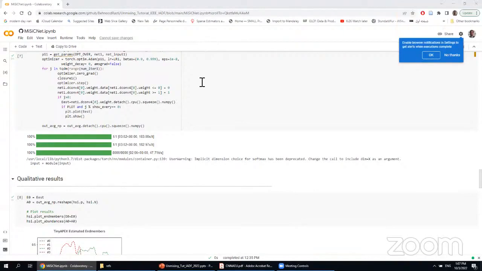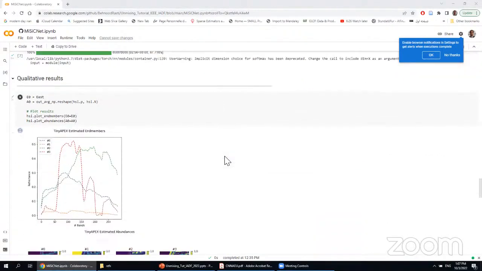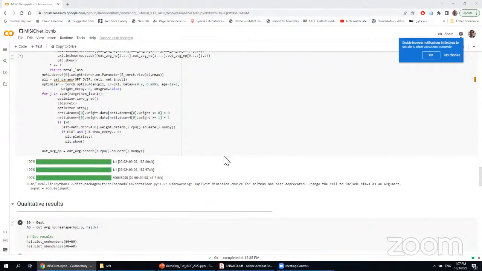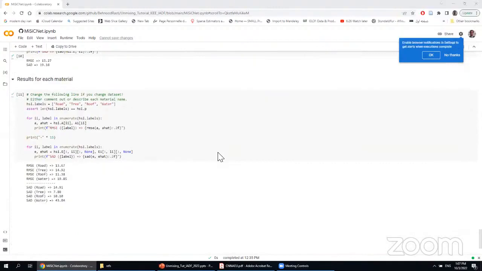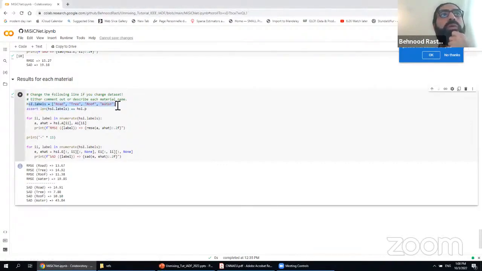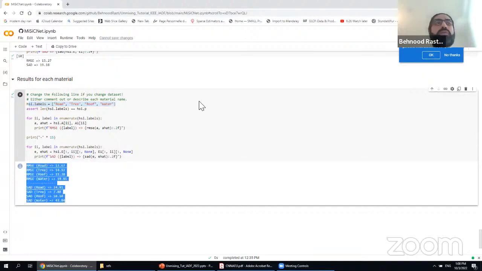Yeah, actually, Behnood, regarding this, if you want to change the data set, you need to change it before the last cell. Here you can uncomment the first line, and it will work as intended. Obviously, this label is only for the APEX data set, and you need to provide different labels if you want to have it labeled or get all the results.